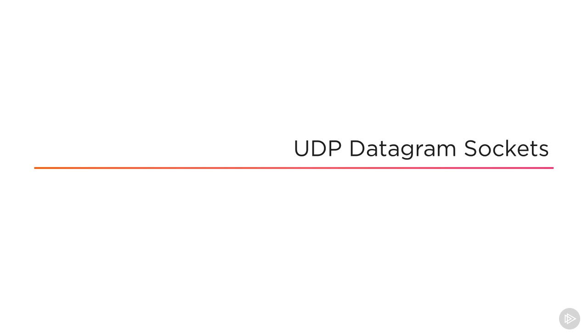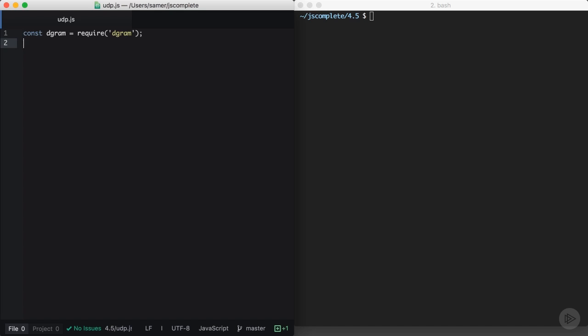Let's see an example for working with UDP sockets in Node. To do so, we need to require the dgram module, which provides an implementation for the UDP datagram sockets. We then can use the dgram createSocket method to create a new socket. The argument for createSocket could be udp4 or udp6, depending on the type of socket that you want to use. So we're using udp4 in here.